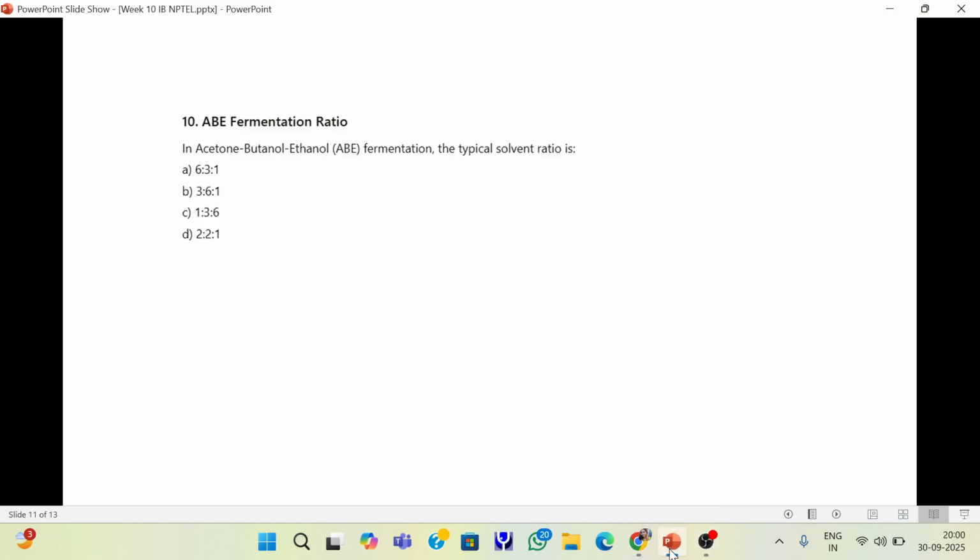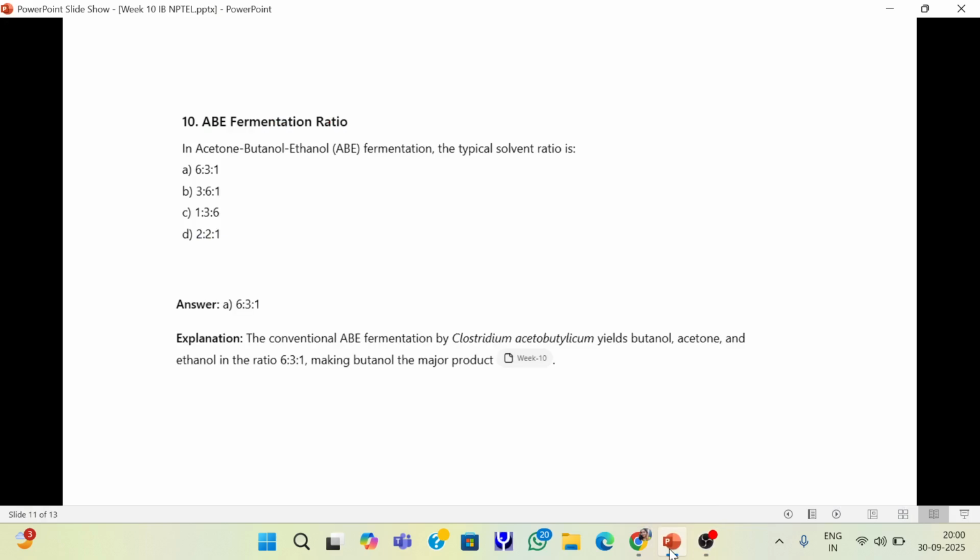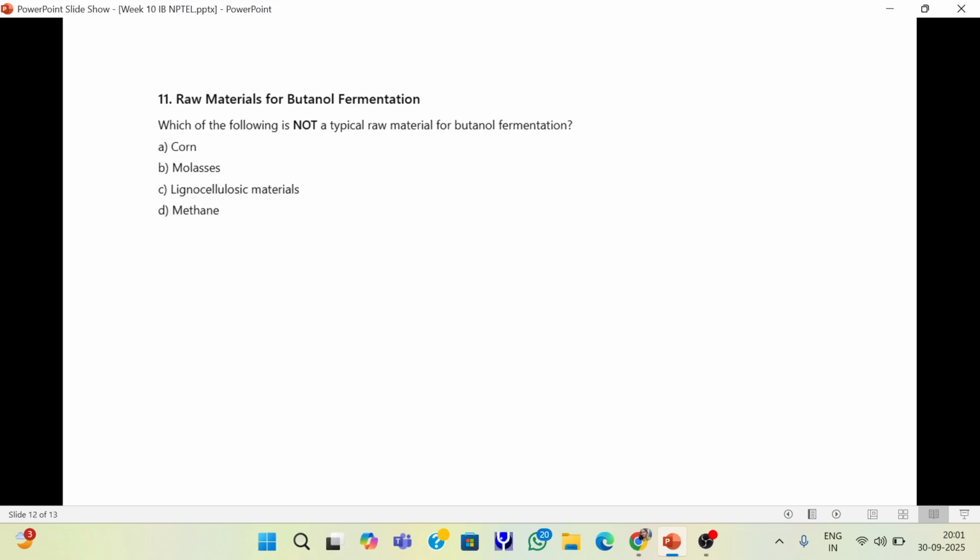Okay, let's see what is the correct answer. It is A, 6 is to 3 is to 1. The conventional ABE fermentation by Clostridium acetobutylicum yields butanol, acetone, and ethanol in the ratio 6 is to 3 is to 1. A is the correct answer, making butanol the major product. So the most proportion is the butanol, then is acetone, and then is ethanol. Okay. Moving on to the next question.